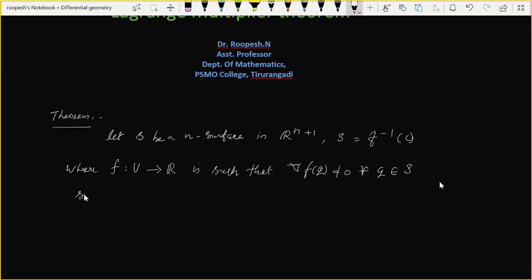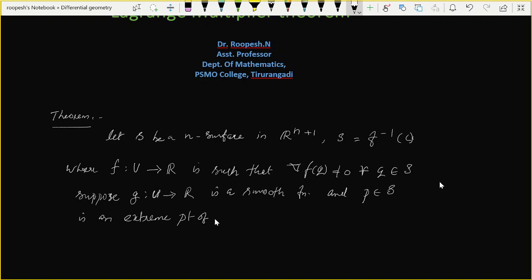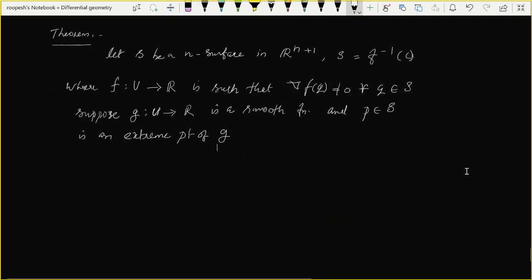Now suppose another function G from U to R, the same U to R, is a smooth function, and P belonging to S is an extreme point of G on S.